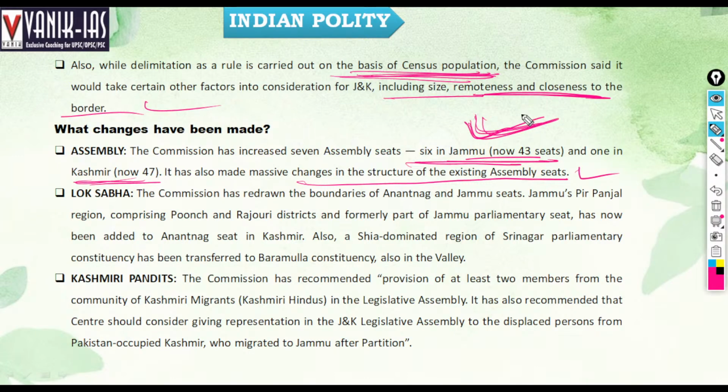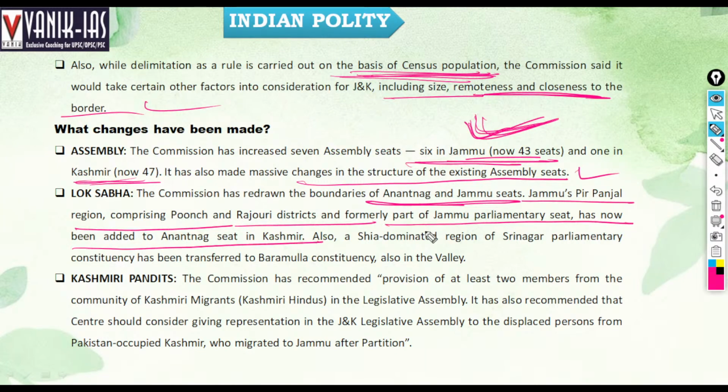Okay, Lok Sabha. The commission redrew the boundaries of the Anantnag and Jammu seats. Jammu's Pirpanjal region, comprising the Poonch and Rajouri districts, formerly part of the Jammu parliamentary seat, has now been added to the Anantnag seat in Kashmir. Also, the Shia dominated region of Srinagar parliamentary constituency has been transferred to Baramulla constituency, also in the valley. So there are certain changes inside the constituencies as well, so far as Lok Sabha is concerned.